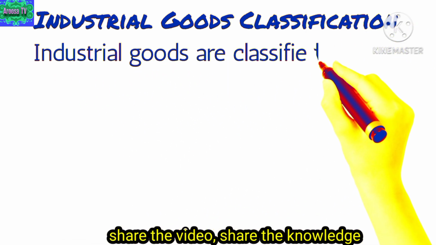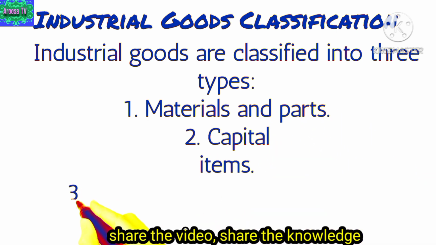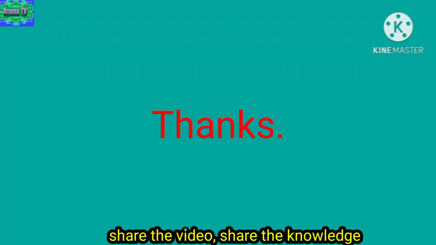Industrial goods classification. Industrial goods are classified into three types: materials and parts, capital items, and lastly supplies and business services.